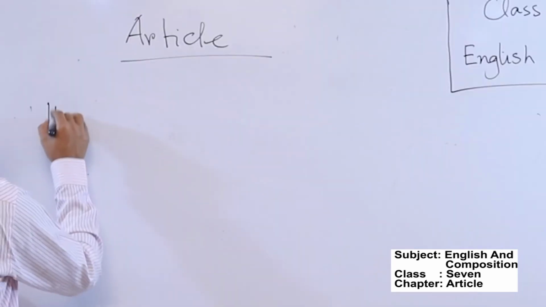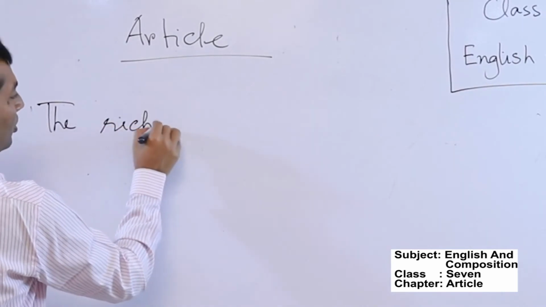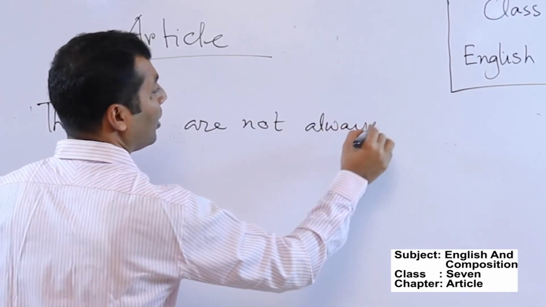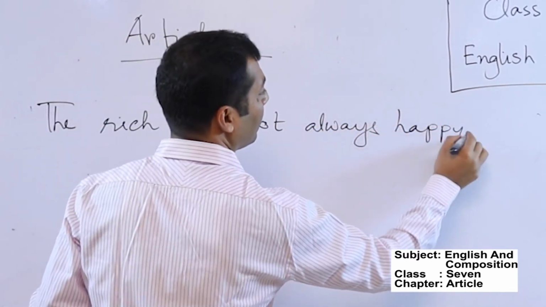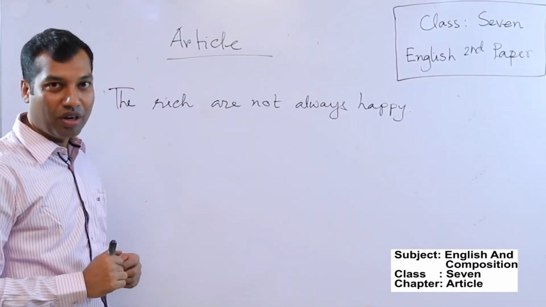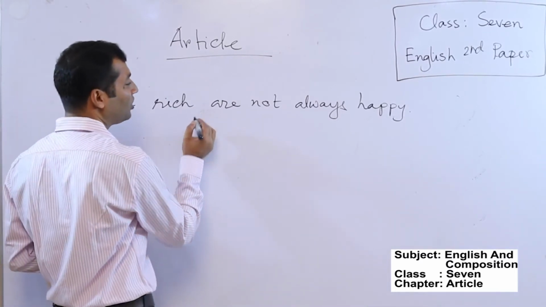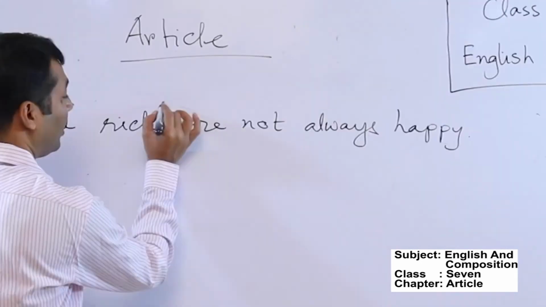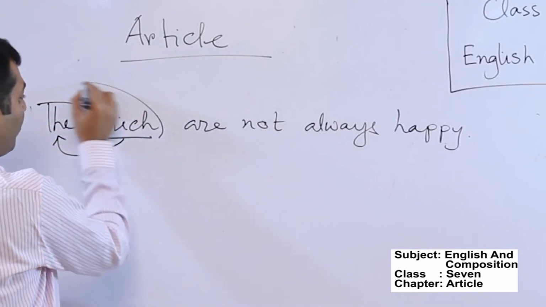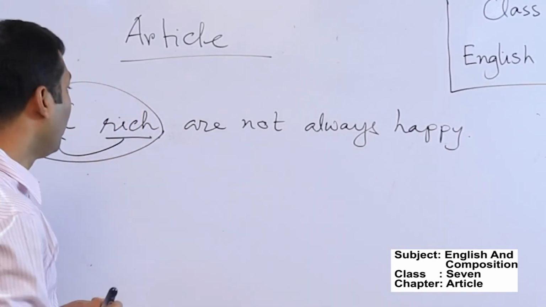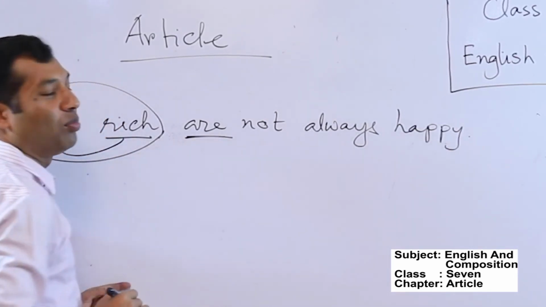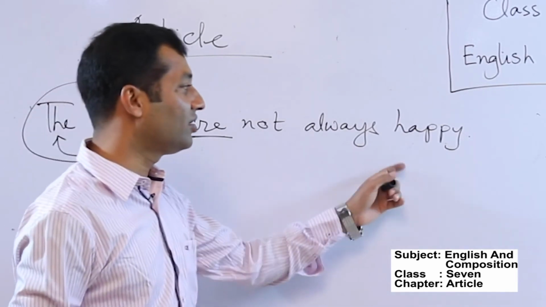For example, the rich are not always happy. Here, basically the sentence is rich people are not always happy. But we have not used the word people, the noun people here. Rather, just by using the before the word rich, we have made it the noun, plural common noun. And as it is plural common noun, the verb must be in plural form. The rich are not always happy.